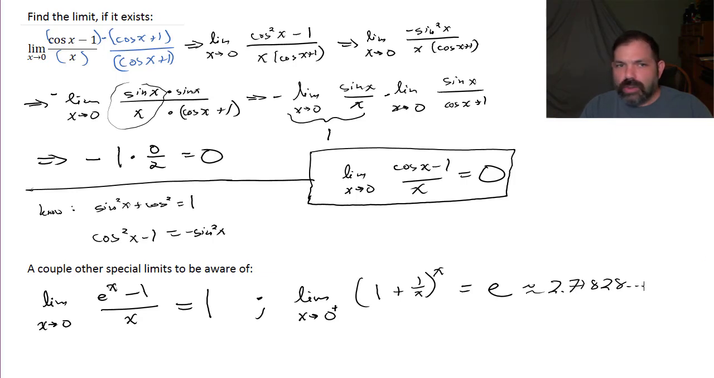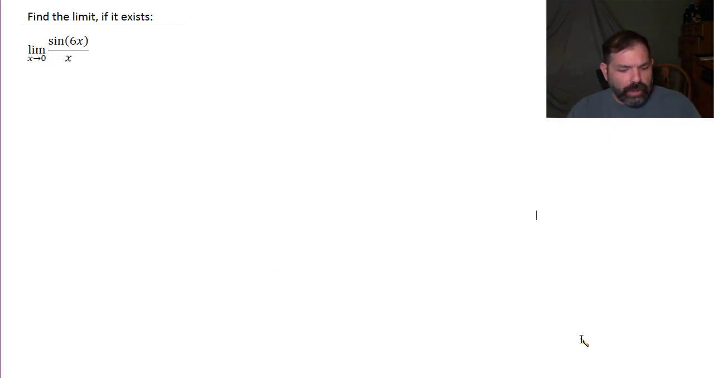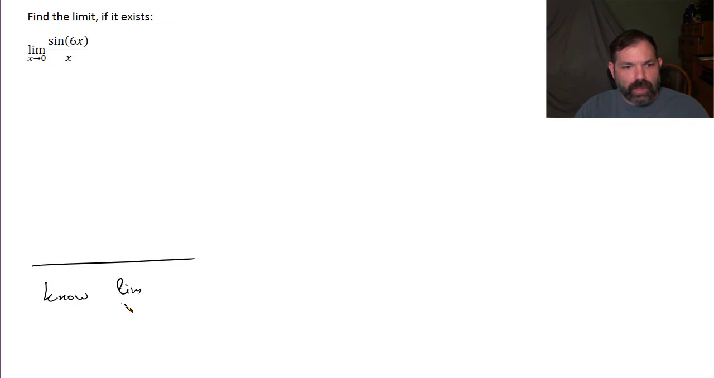All right, let's look at one more exercise here. We have this limit as x approaches 0 of sine of 6x over x. And I say, well, gosh, that looks a lot like the limit as x approaches 0 of sine of x over x. We know from previous experience that that limit is 1, but we don't have x in the numerator. We have a 6x. So what we're going to do here is use a substitution.